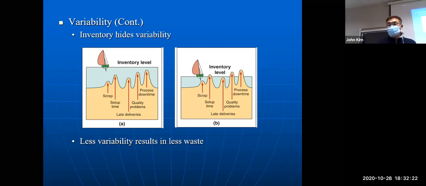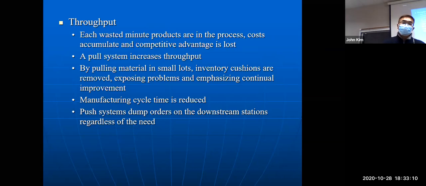And then if there is unnecessarily high inventory, we cannot find the variability easily. It's harder to find that variability because we have inventory. But with a low inventory level, we can see the variability. So less variability results in less waste. So try to make less variability in any system. And throughput is the total time to produce. So from ordering, the lead time, ordering a part from a supplier, start from that time to finish the product.